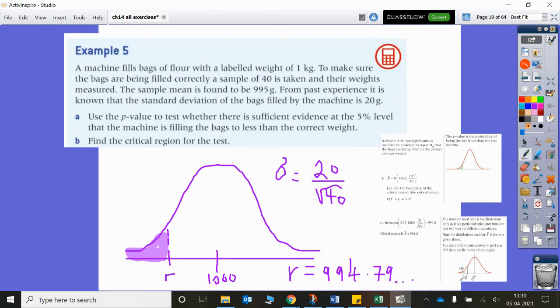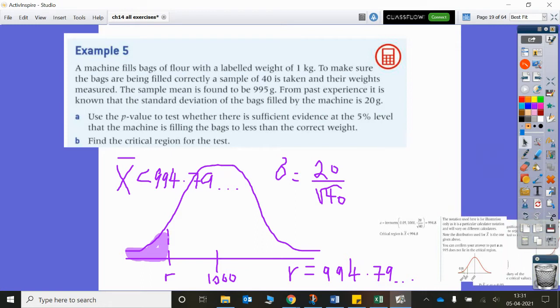Okay, so that's what it's giving us. And again, the critical region is now when our x bar, in this case, is lower than 994.79, and so on. Okay, so that's our critical region. So we found that now. This is the critical region. And is 995 in that critical region? No, it isn't. So therefore, we would reject the alternative hypothesis in this case.